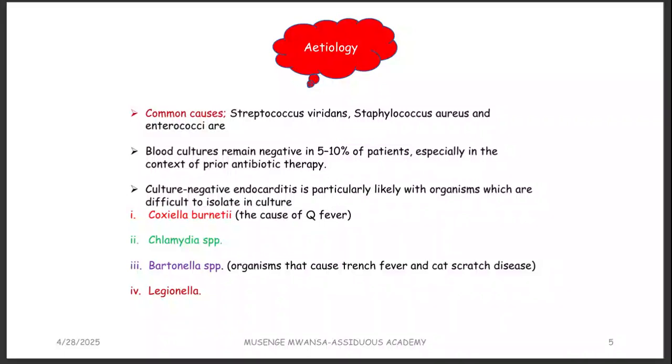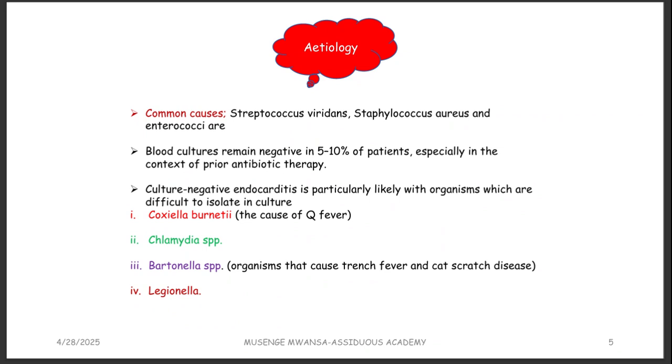So what is the etiology? What really causes infective endocarditis? It's the same organisms that we have been describing. So you have the common causes: Staph, Strep viridans, Staphylococcus aureus, and Enterococcus. These are the common ones.